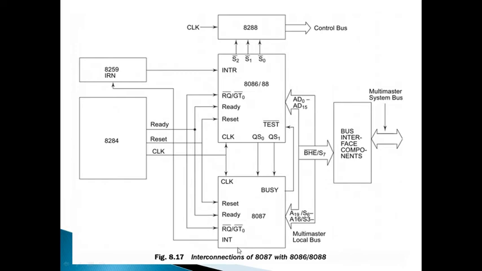Here the interrupt generated by 8087 is being transferred to the 8259 PIC, and this will in turn give a signal to the INTR of 8086. So here status lines are passed to the 8288 in order to generate appropriate control signals for performing the operation, and here 8087 will be connected to the 8288 via the status lines.